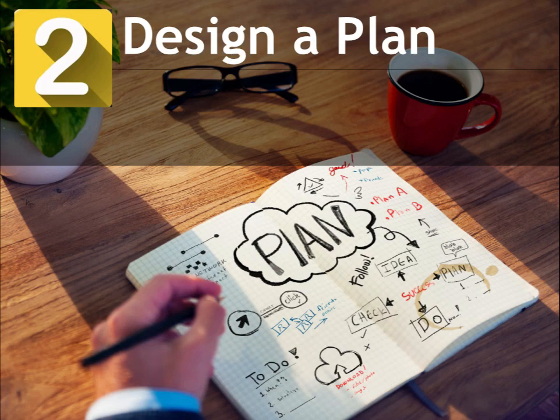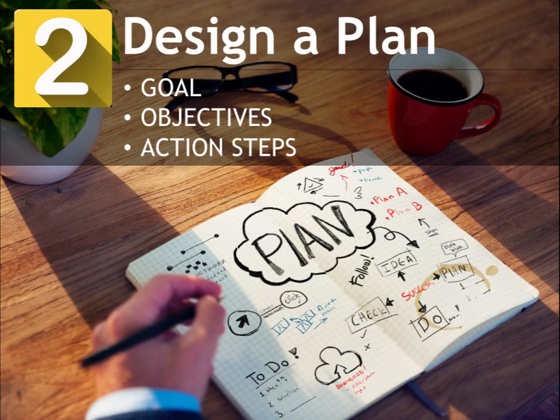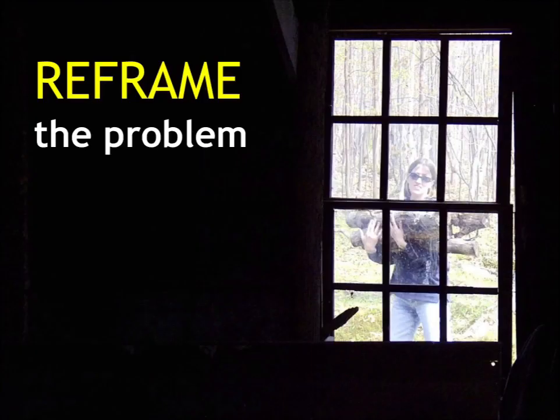The second step is to design a plan. It doesn't have to be an elaborate plan, but should contain the elements discussed in the previous lecture: an overall goal, two or more objectives, and action steps for each objective. If it's a particularly pernicious problem, then you've probably already tried common solutions. So now it may be time to reframe the problem.